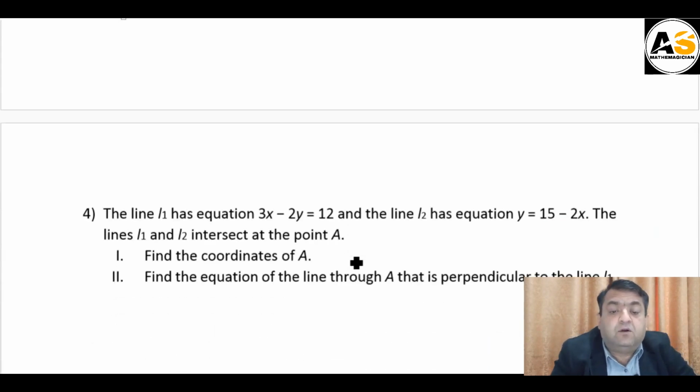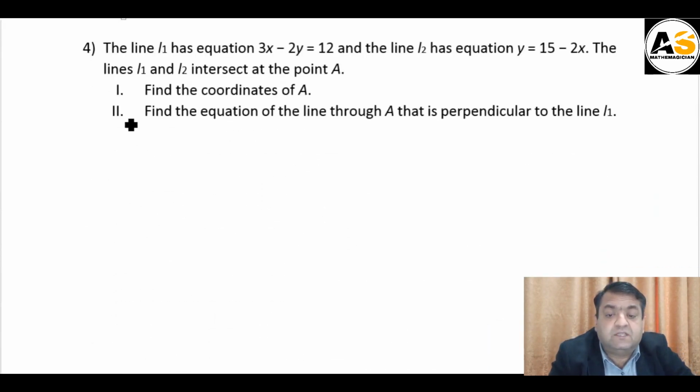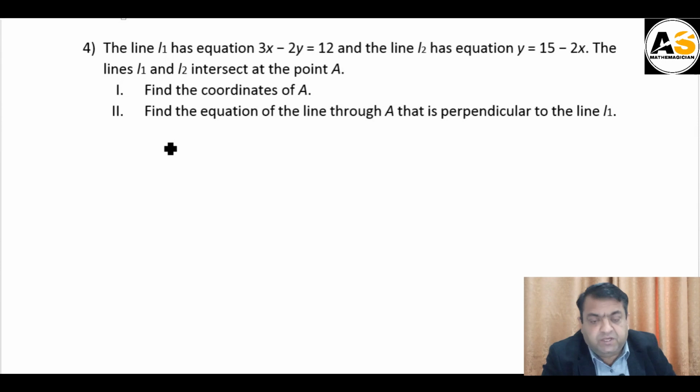Students, now we are going to solve another question. Line L1 has equation 3x minus 2y is equal to 12. Line L2 has equation y is equal to 15 minus 2x. L1 and L2 are intersecting at the point A and we have to find the coordinates of A. It's very simple. How do we find the coordinates of the point of intersection of any two given lines? We simultaneously solve the equations.